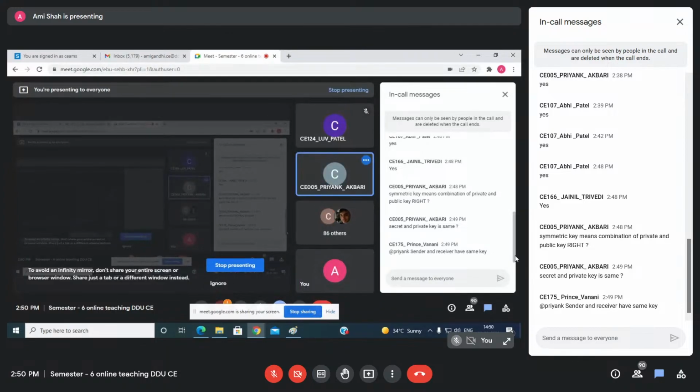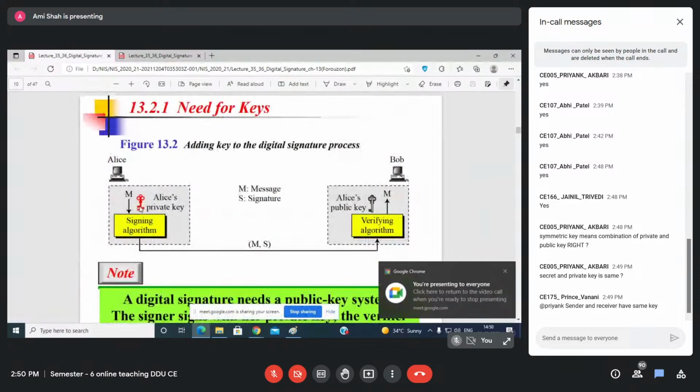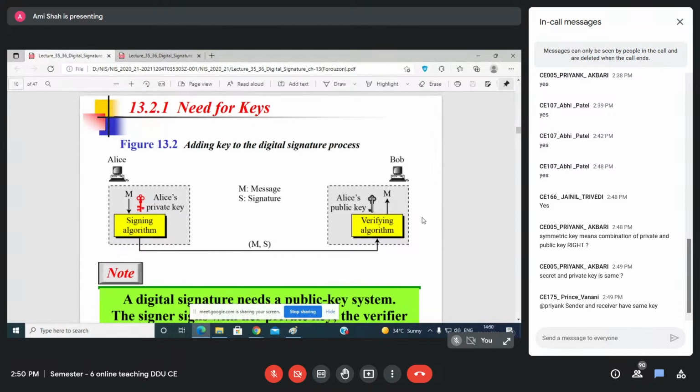I am talking about the difference between a symmetric key and a private key. In a public key crypto system, let's say in digital signature, Alice uses her private key for signing, and then Bob's side uses Alice's public key. Then what happens? Can you explain that scenario? Why are we using the concept of digital signature?